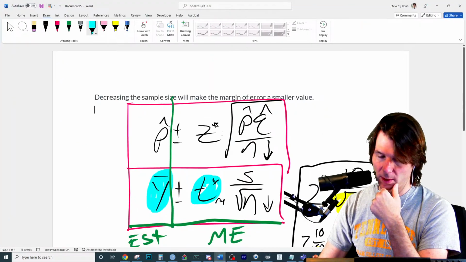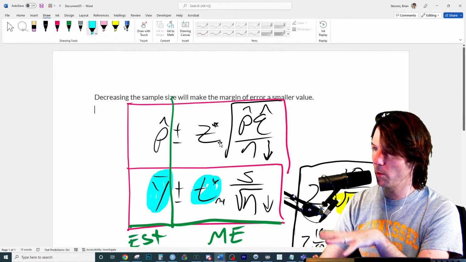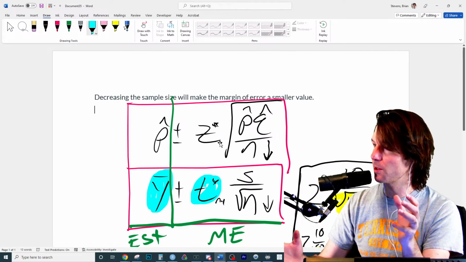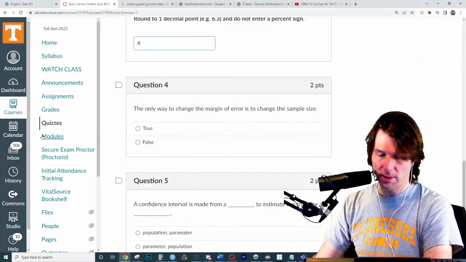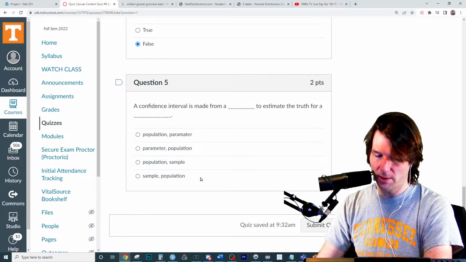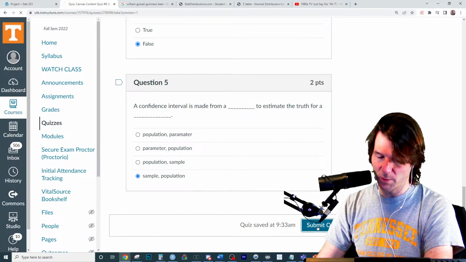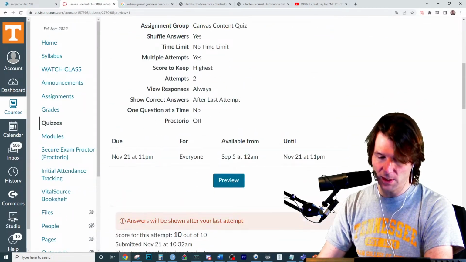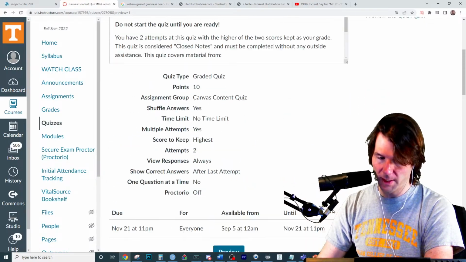The confidence is part of the formula for margin of error. So if you lower your confidence, margin of error gets smaller. If you increase your confidence, margin of error gets wider. So that is false. You could change sample size or confidence. And confidence intervals are made from samples to estimate the truth of our population. And we just did it there in like a minute.